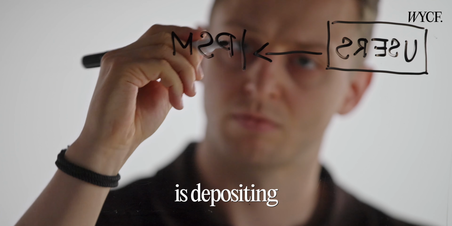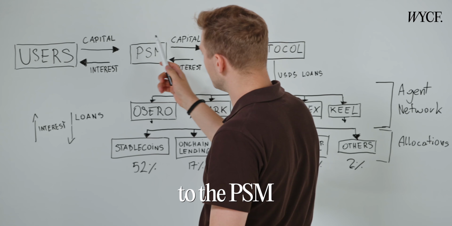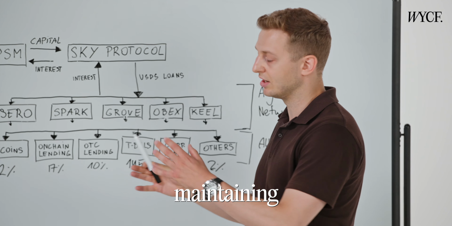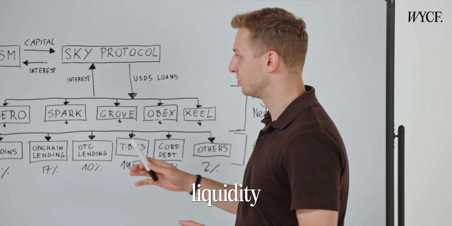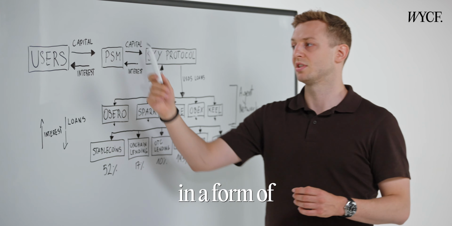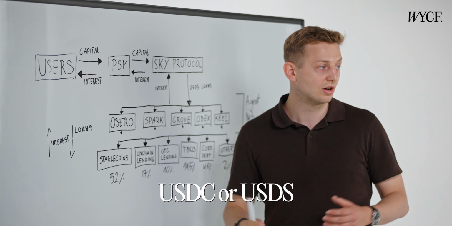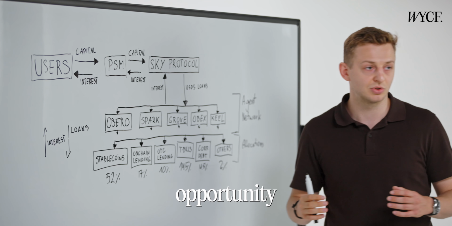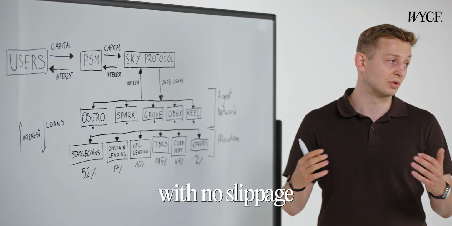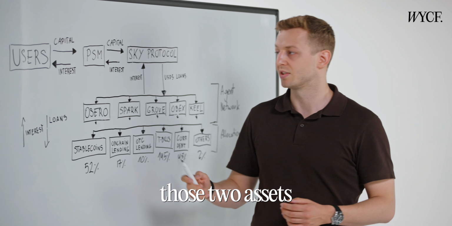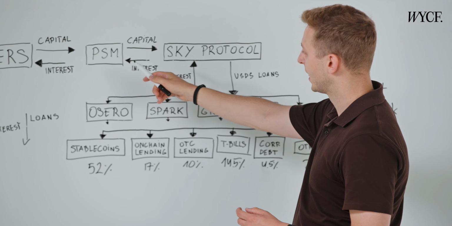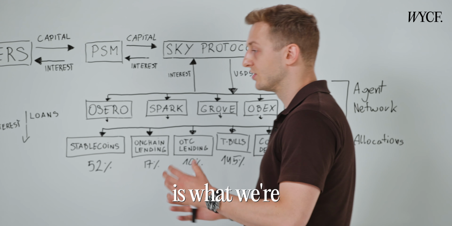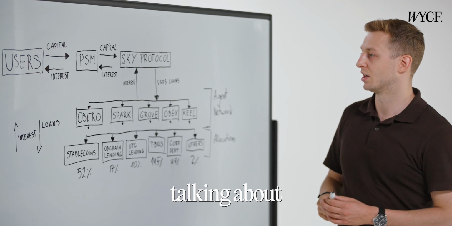User is depositing the capital to the PSM, Peg Stability Module, which is a smart contract maintaining part of the Sky protocol liquidity. The capital comes in the form of USDC or USDS, and PSM always provides the opportunity to swap one-to-one with no slippage between those two assets. PSM can turn this capital into sUSDS, the yield-bearing version, and this is what we're talking about today.